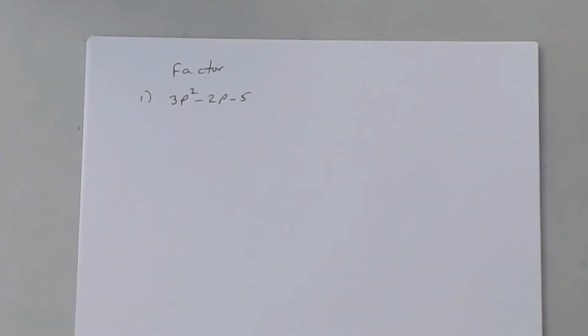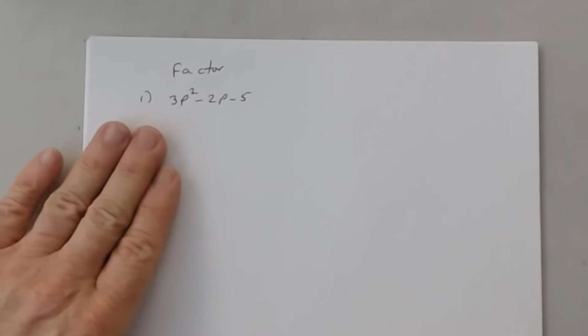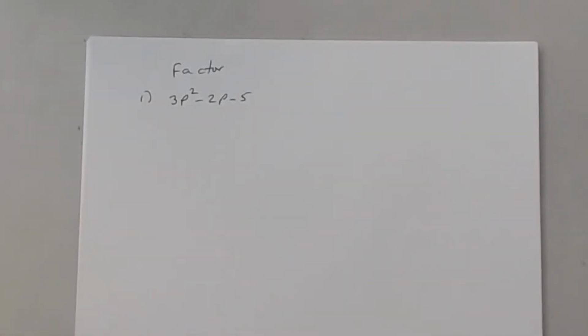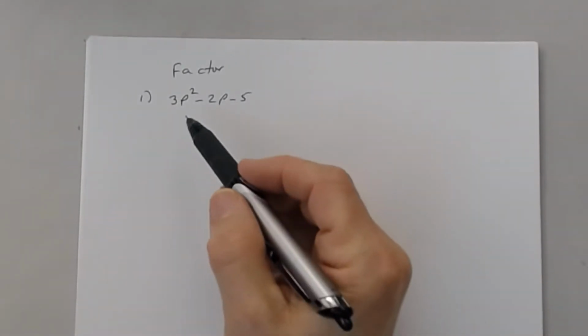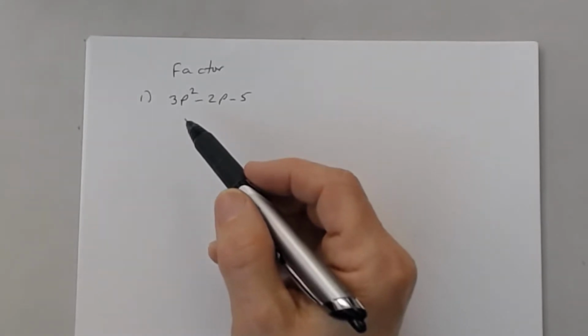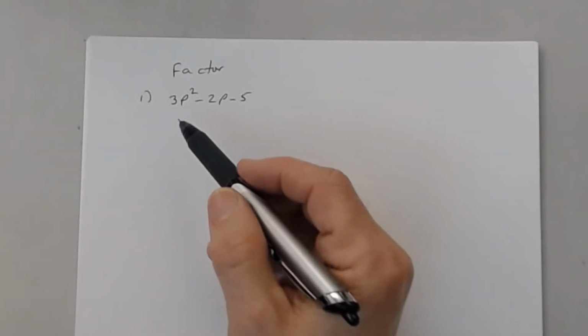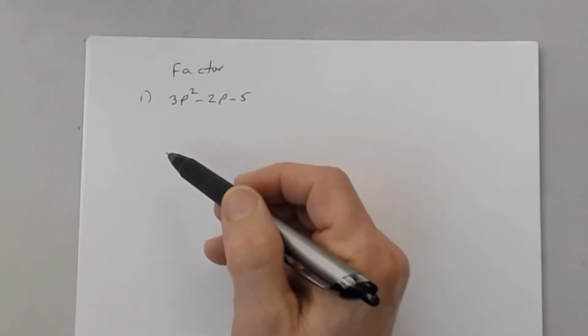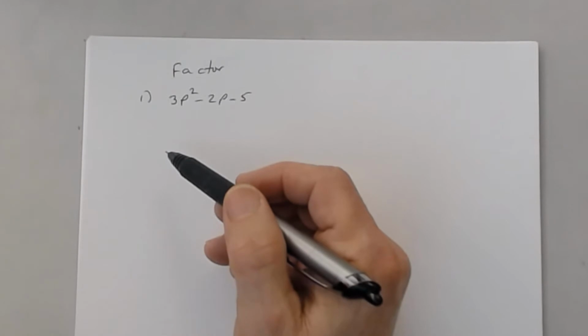Okay, so in every problem we've done up until this point, when you tried factoring that trinomial, the coefficient of the square term was always what number? 1. Now we're at a point where the coefficient of the square term is no longer 1. In this case, it's 3.